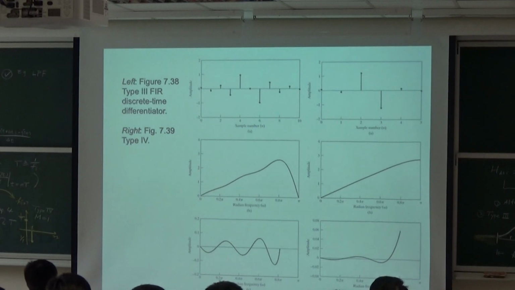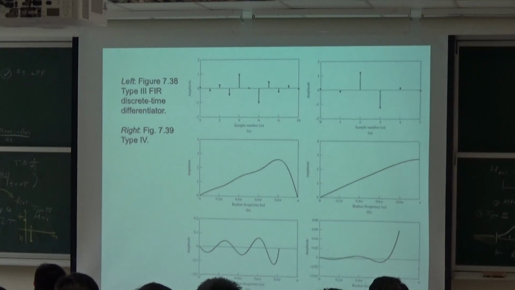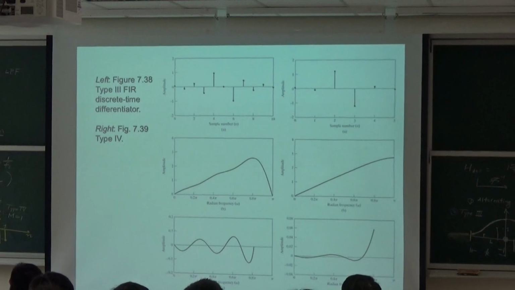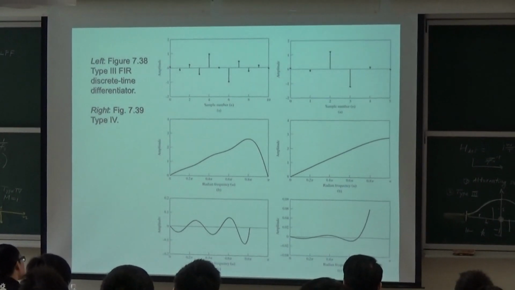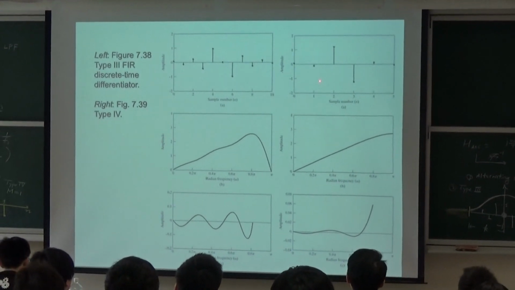So here is the frequency response. Ideally, we want to draw a straight line, right? Ideally, we want the response to be a straight line from 0 all the way to the highest frequency. But which one do you say is the better approximation to a straight line? The one on the right, which is a type 4, even though the type 4 filter in this case is shorter.